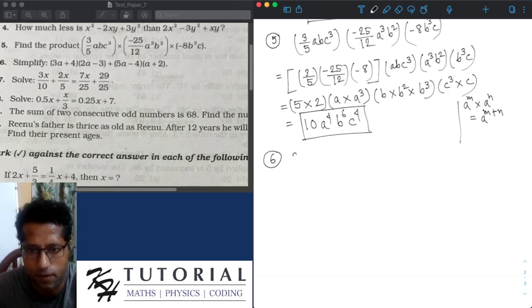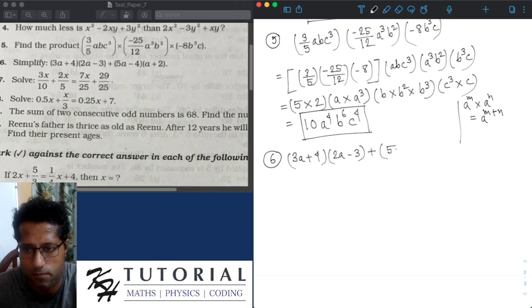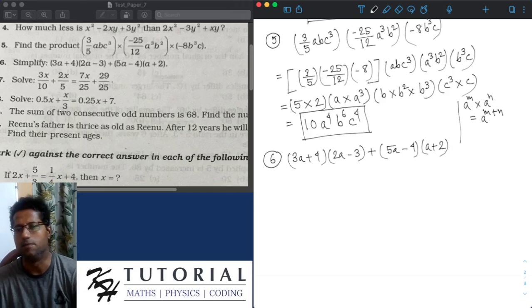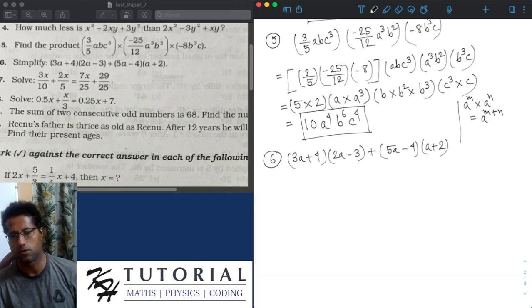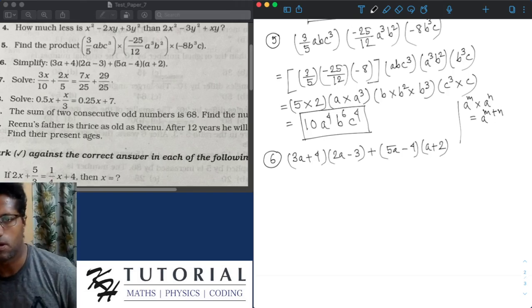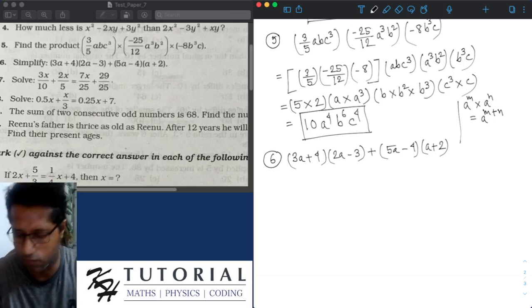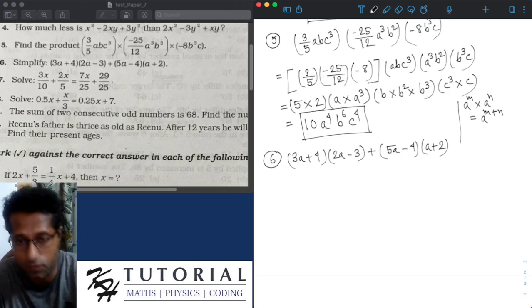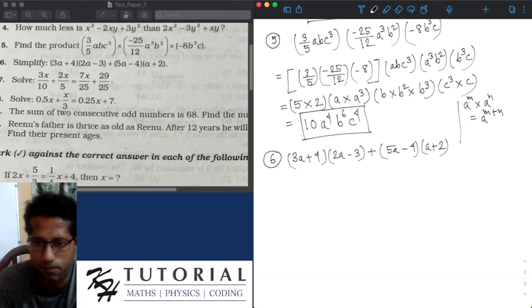It is asking to simplify a given algebraic expression, which is the product of 3a plus 4 and 2a minus 3, plus 5a minus 4 multiplied by a plus 2. We have to simplify these algebraic expressions. The first one is the product of two binomials, and the second one is also a product of two binomials, and we know how we do the product of two binomials.